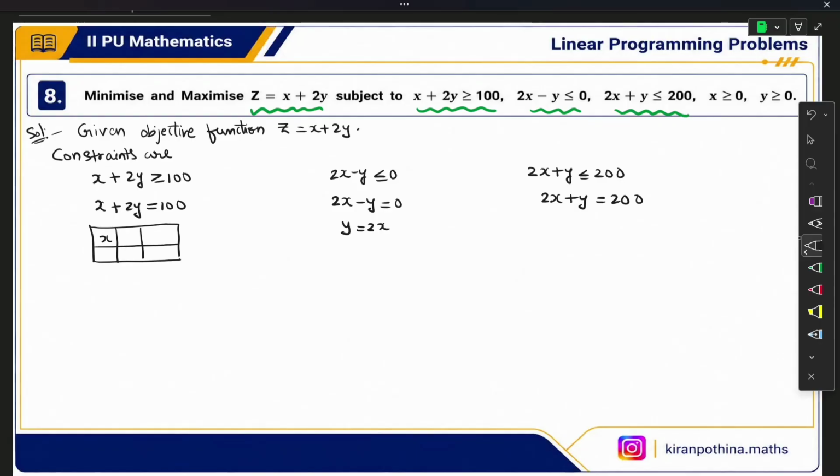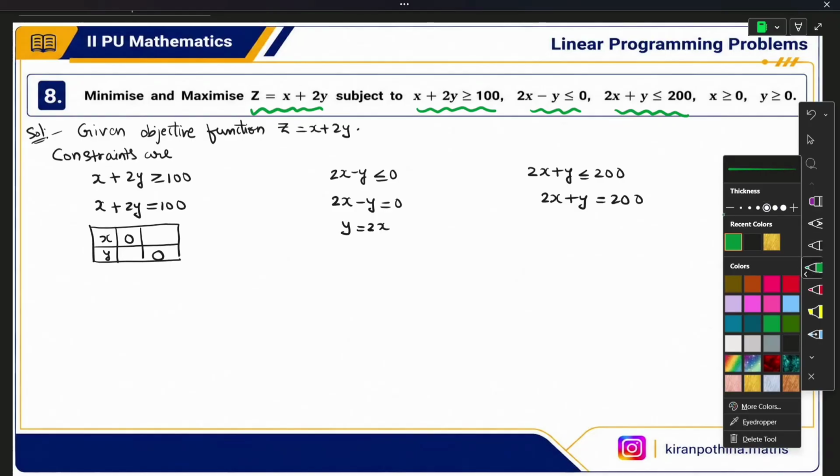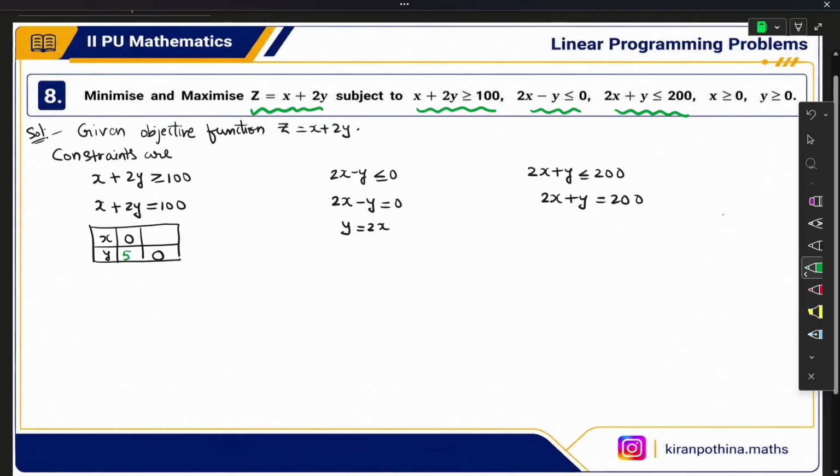Now here I will take x and y. Here I will take x value 0 as well as y value 0. So let us see what points we will get. Now when x equal to 0, what is the y value? y value is 50. Now when y equal to 0, x value is 100. Now I will write what the points are. Points are 0 comma 50 and 100 comma 0.